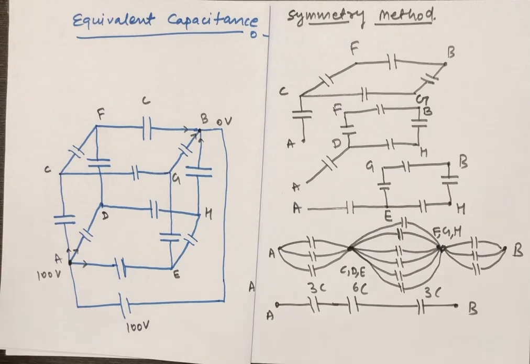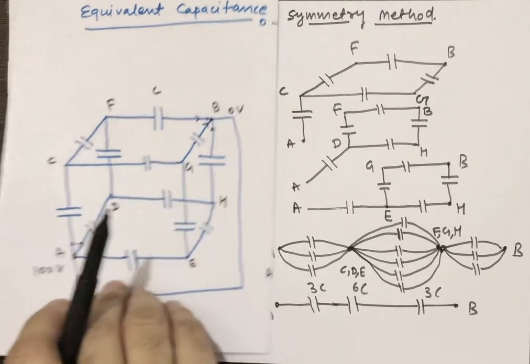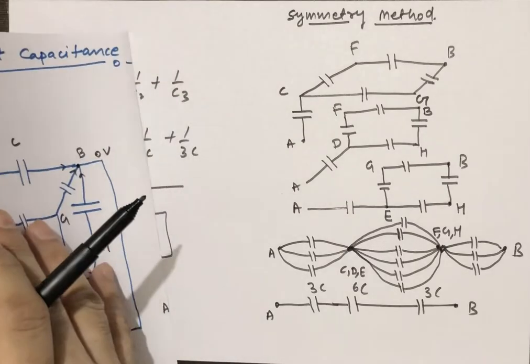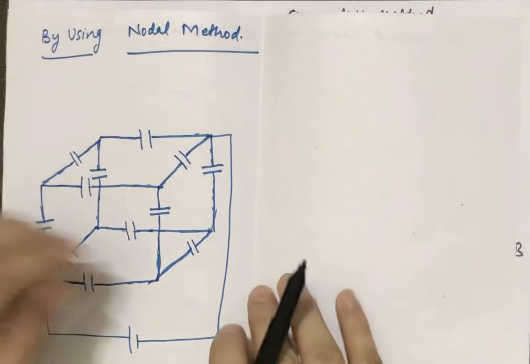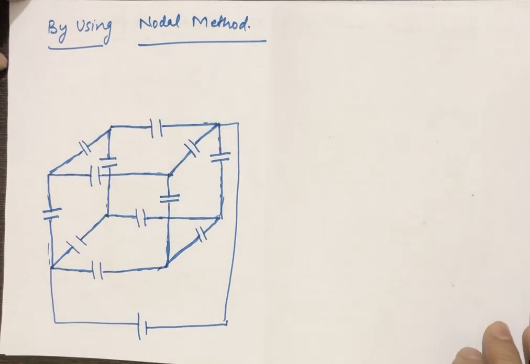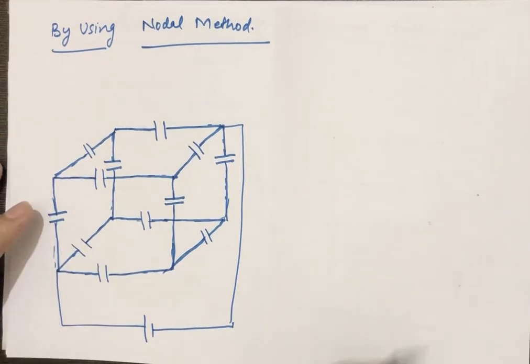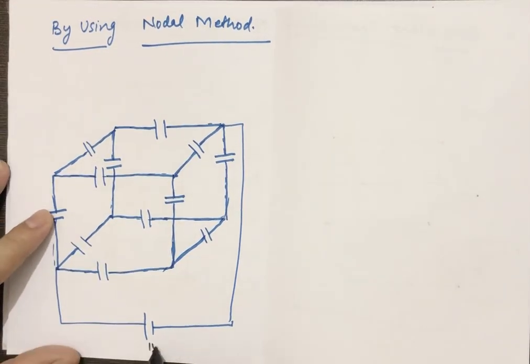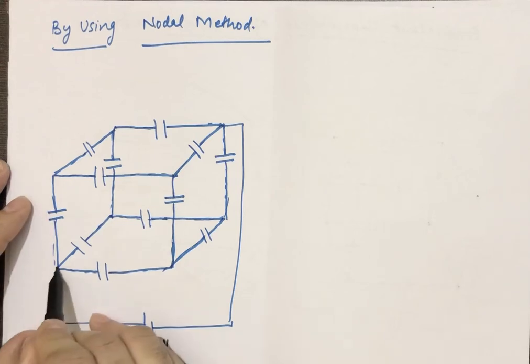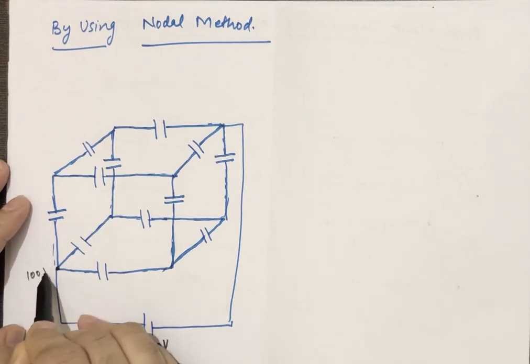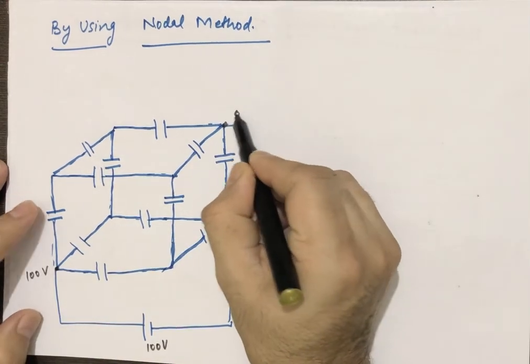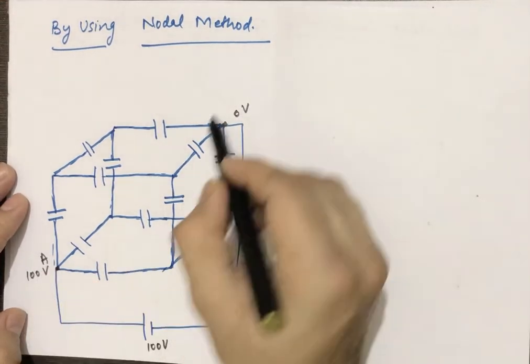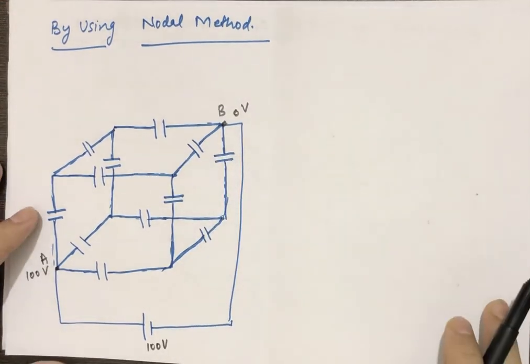Now I will solve it with another method which is known as the Nodal method. So I will take the same frame here. By using the Nodal method, how will we solve it? The battery we are taking is the same 100 volt. If this is 100 volt, this will be 100 volt here. Here will be 0 volt. This is your A point. This is your B point.